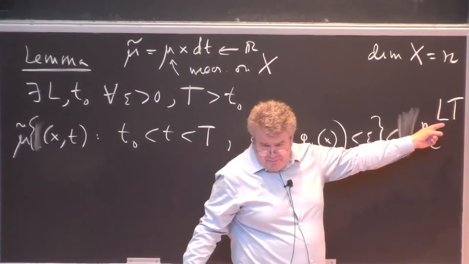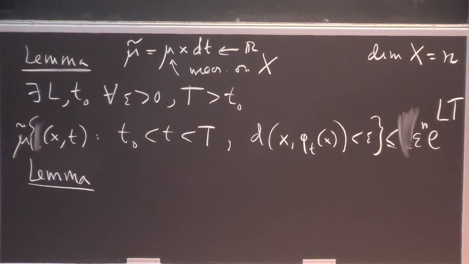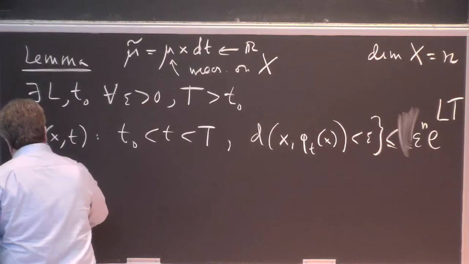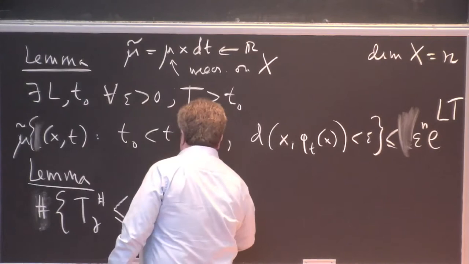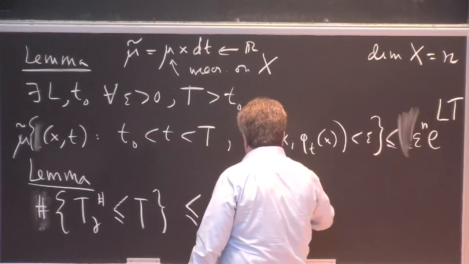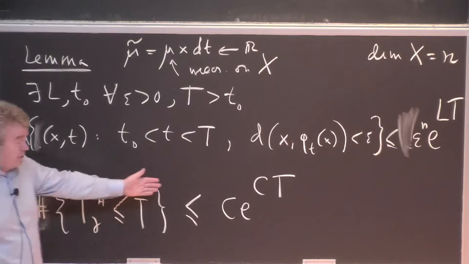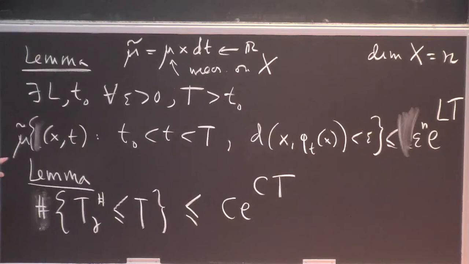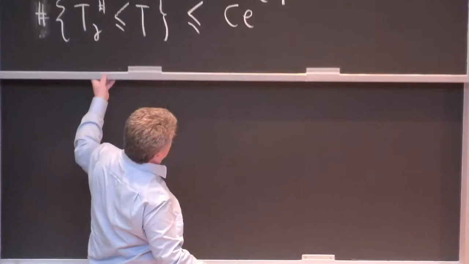And the consequence of this, a little exercise which actually requires the use of this statement, is the following: the number of closed orbits with T gamma star less than or equal to T is bounded by some constant e to the, well, there's something depending on T, but I won't even care about that, times this. Namely, the number of closed orbits of lengths less than or equal to T grows at most exponentially. So this is an exercise to show from this by letting epsilon go to 0. I won't do this, and one could use that and this statement to prove this.